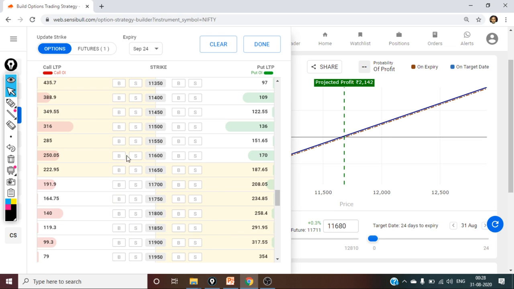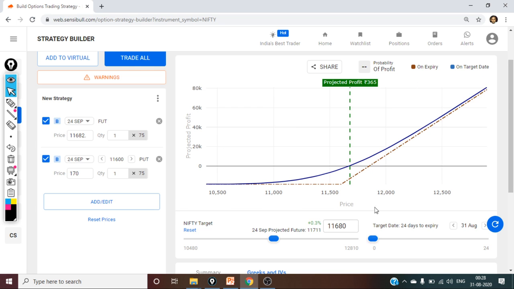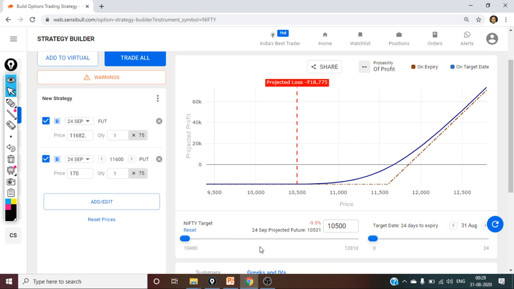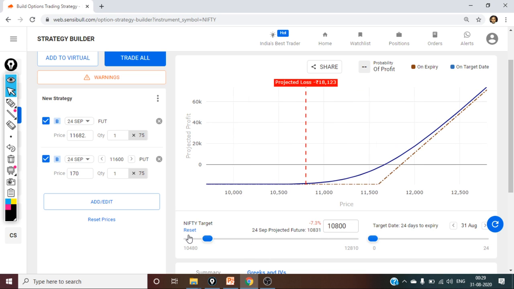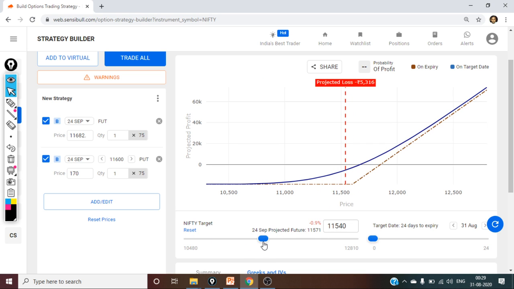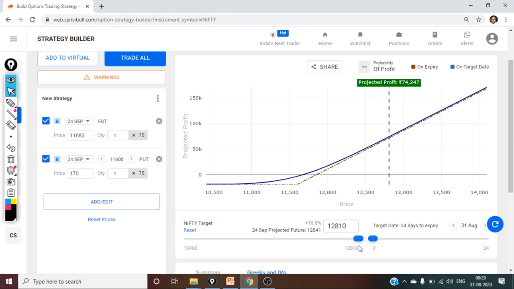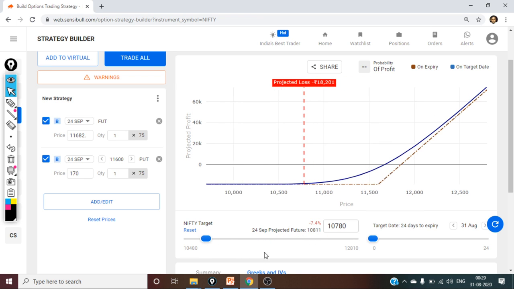You can add a put option. Let's say we buy the 11,600 put option. As we buy the put option, you can see what happened. If the stock falls below anywhere, it does not matter if the Nifty price crashes. You are going to lose only a maximum of 18,000 rupees. And if the Nifty price goes up, you can make money. So you take the protection and lock the downside using a put option. That is called a protective put.